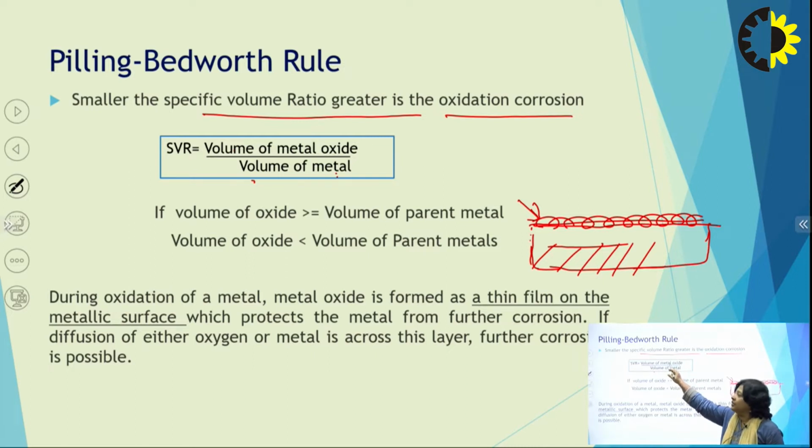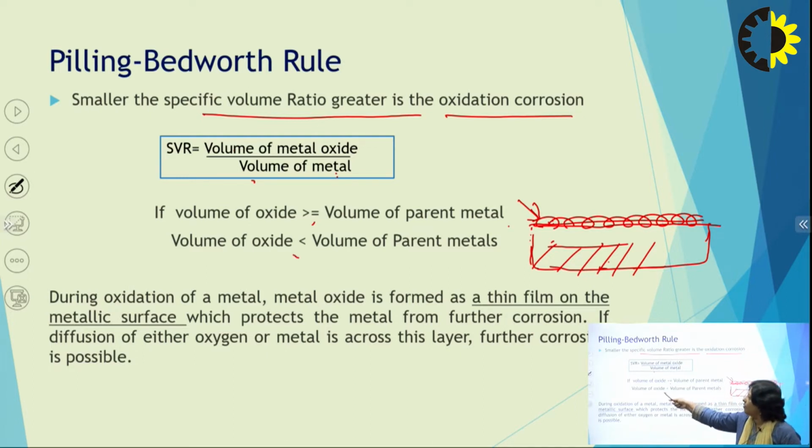And the metal oxide is basically covering the metal itself. Sometimes it covers, sometimes it doesn't. We will see how in the next part. So when it is covering and the volume of the metal oxide is more than the volume of the parent metal, the corrosion will be less.